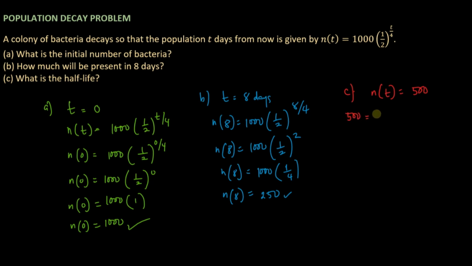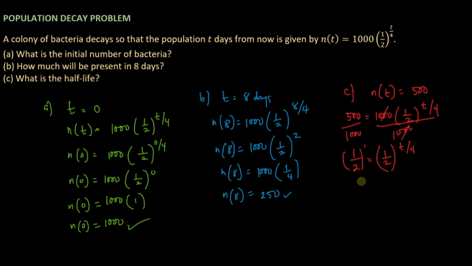We have 500 is equal to 1,000 times 1/2 raised to t over 4. So, divide both sides by 1,000. So, this will be cancelled. 500 divided by 1,000 is 1/2, equal to 1/2 raised to t over 4. Same base, so the exponent of this is 1, right? So we can equate the exponents. So we have 1 is equal to t over 4. Cross multiply. So 4 times 1 is 4. So therefore, t is equal to 4. So the half-life is 4 days.